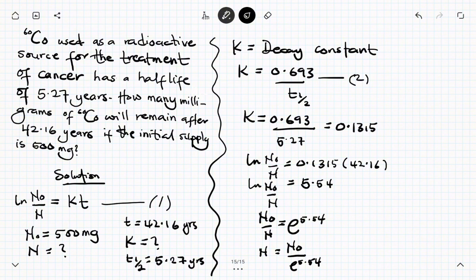So this will be equal to N naught, which is 500, divided by e exponent 5.54, and if we put this into the calculator, we are going to have 500 divided by 254, and this will be equal to 1.96. So this is the amount that will be left after 42.16 years.